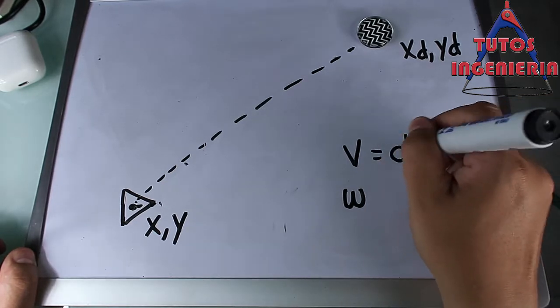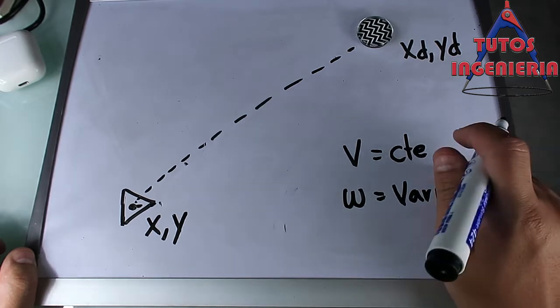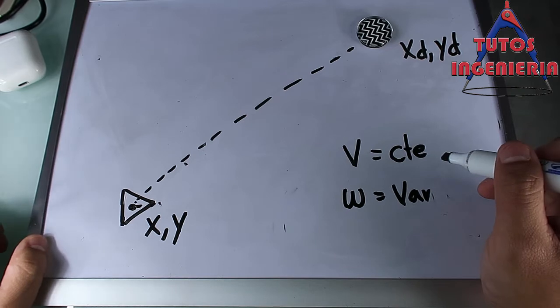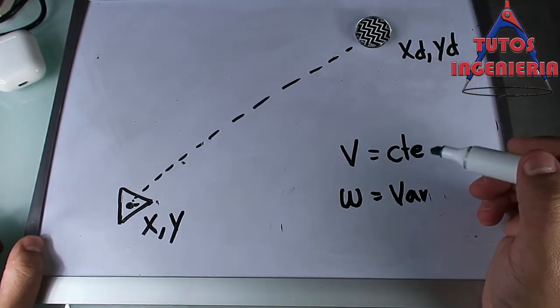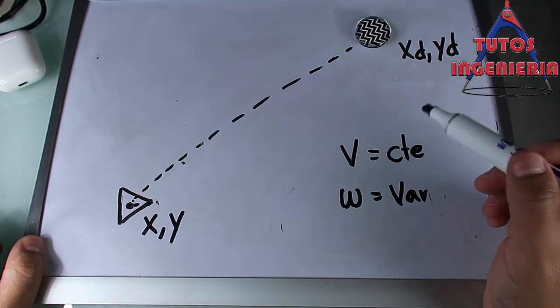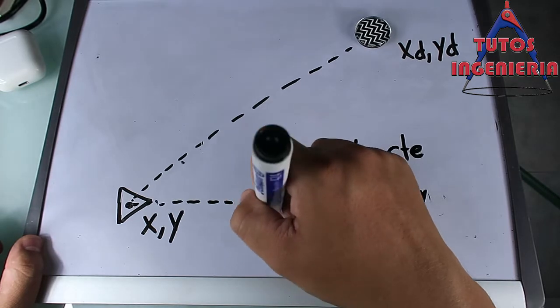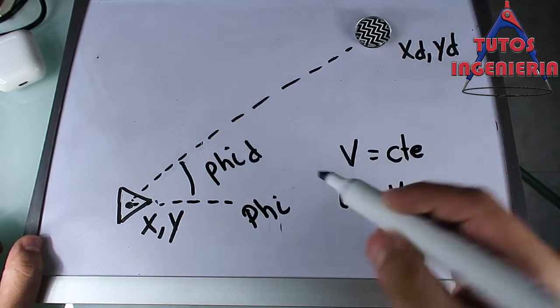The first one is that the linear velocity is constant and the angular velocity is variable. We know that the linear velocity is constant because we are going to define a velocity of 1 meter per minute, but the angular velocity is the key of this controller.